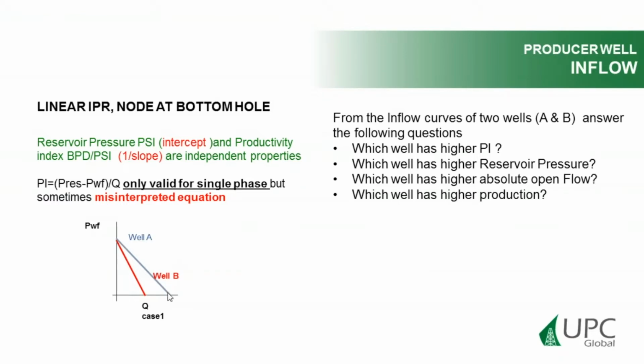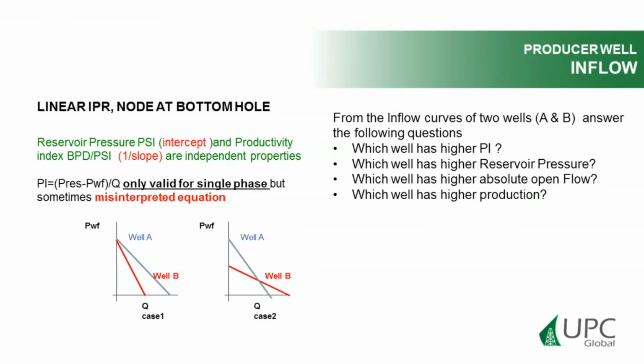Absolute open flow, well A, at 0 bottom hole pressure. And higher production, we cannot tell anything about production because we need the outflow curve to see where is the operational point. So it could be well B if the bottom hole flowing pressure is low for well B, and well A has a high bottom hole flowing pressure. Without the outflow intersection point, I cannot tell anything about the current production.